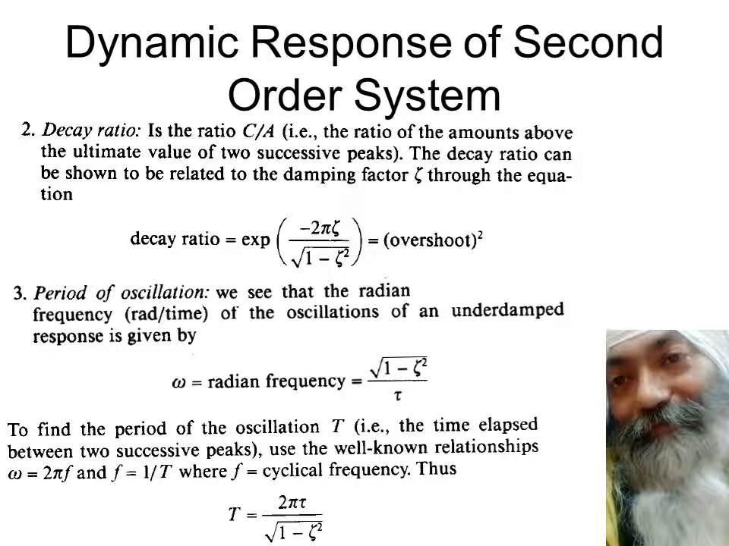Now to find the period of oscillation, capital T, that is the time elapsed between two successive peaks, omega is known. Omega is equal to 2 pi into f, and f is equal to 1 by T. Therefore T will be given by this expression, and nothing big about it. You just keep on putting in the previous equations. You will get T as this. This is the period of oscillation. This is not the period of natural oscillation. This is what I've been telling you again and again. You have to keep in mind. And we see what happens next.